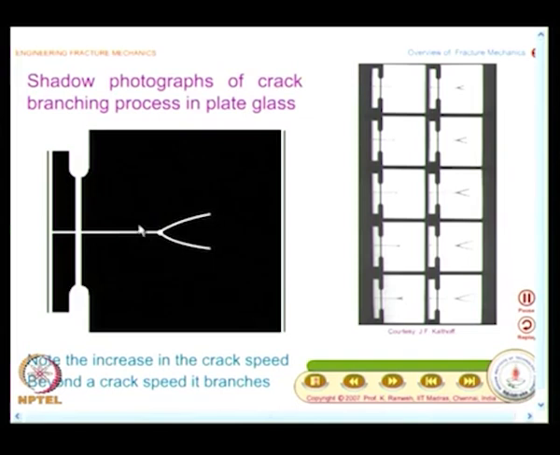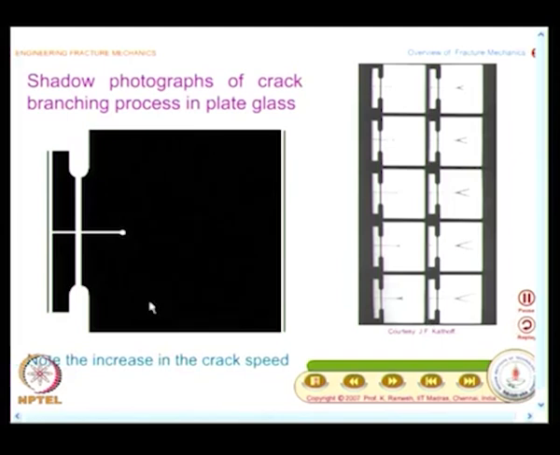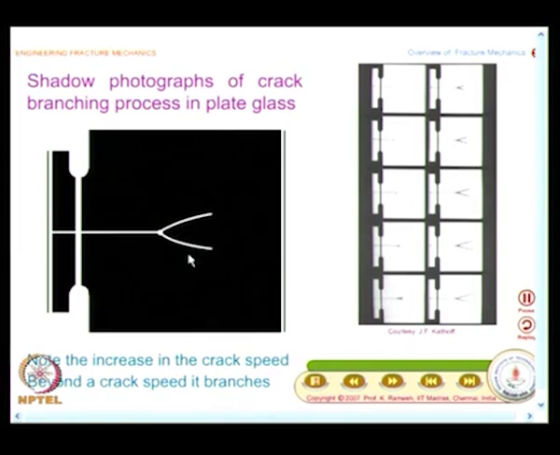This is again in a sheet of glass. I will repeat the animation again. It conveys a very important message. What you have is, I had one crack which was having a particular speed, then suddenly it branches out as two cracks. I will repeat the animation, you just observe it. The crack speed increases, suddenly it becomes two.